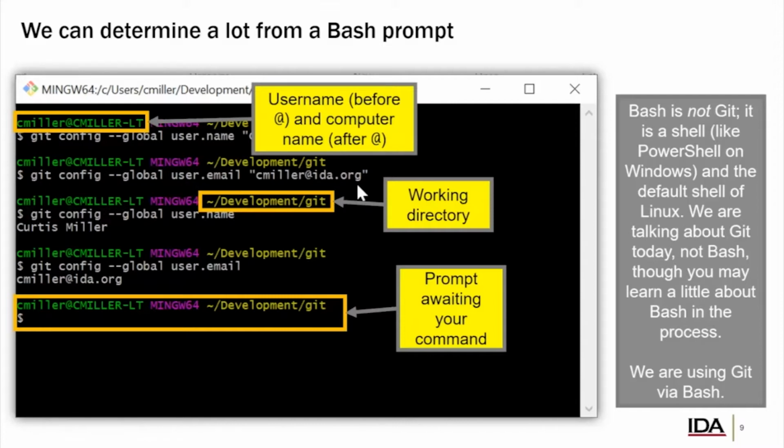But let's kind of dissect what it is we're looking at right here. That green text that we're seeing is basically saying who you are and what computer this program thinks we're on. The yellow text is telling us where on our computer we are.